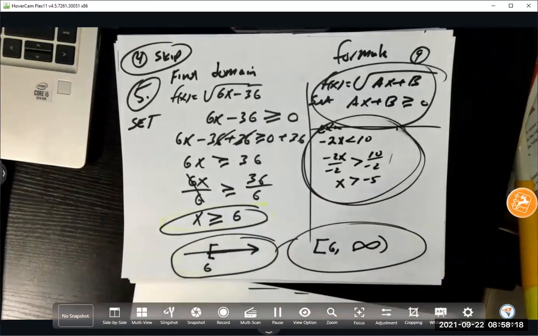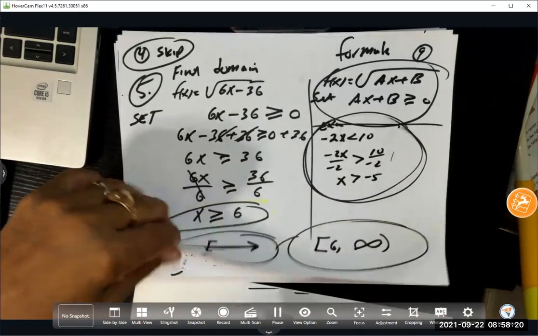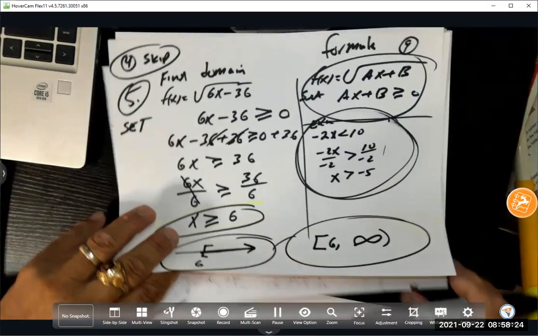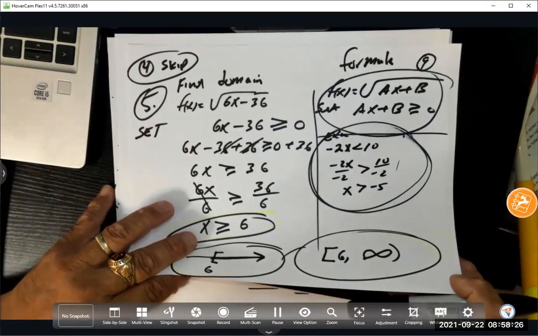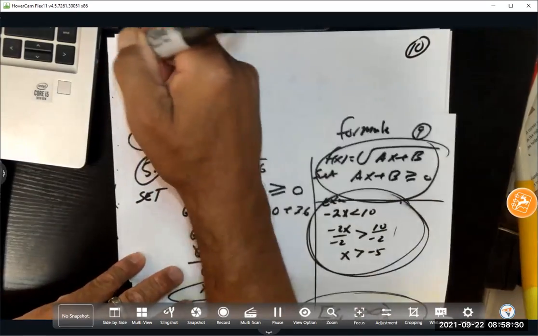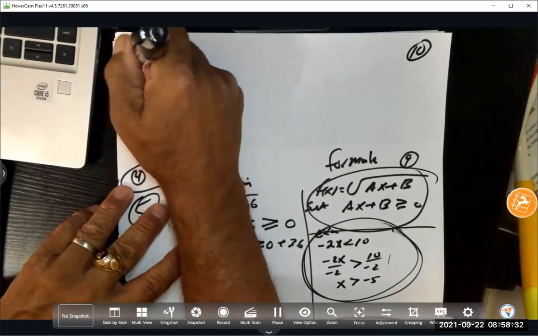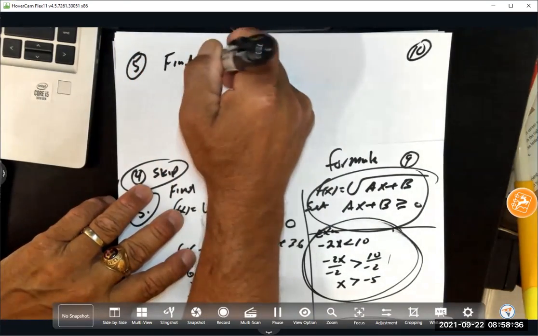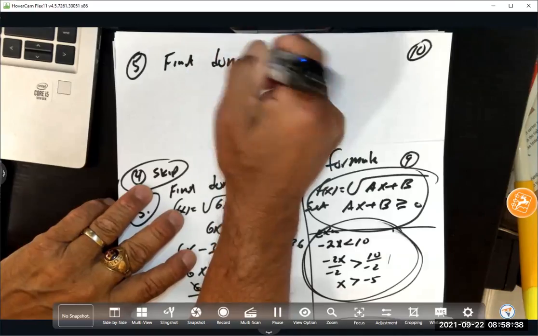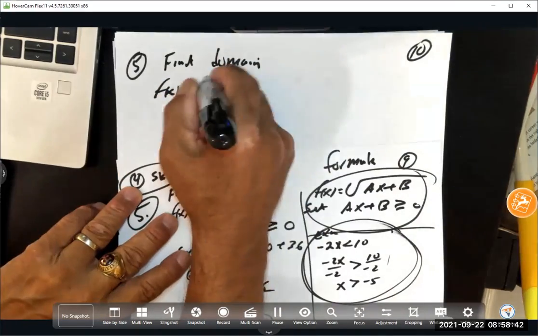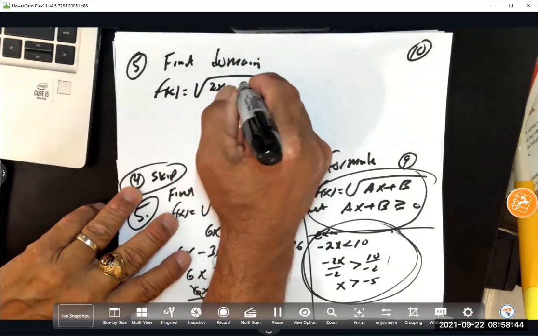Can we do that one like this? Same thing, ready? Same problem. It's gonna change the numbers, okay? All right, ready? So let's go to page 10. Let's do number 5 again. Let's say find the domain. Let's say f of x equals square root of 2x minus 100.